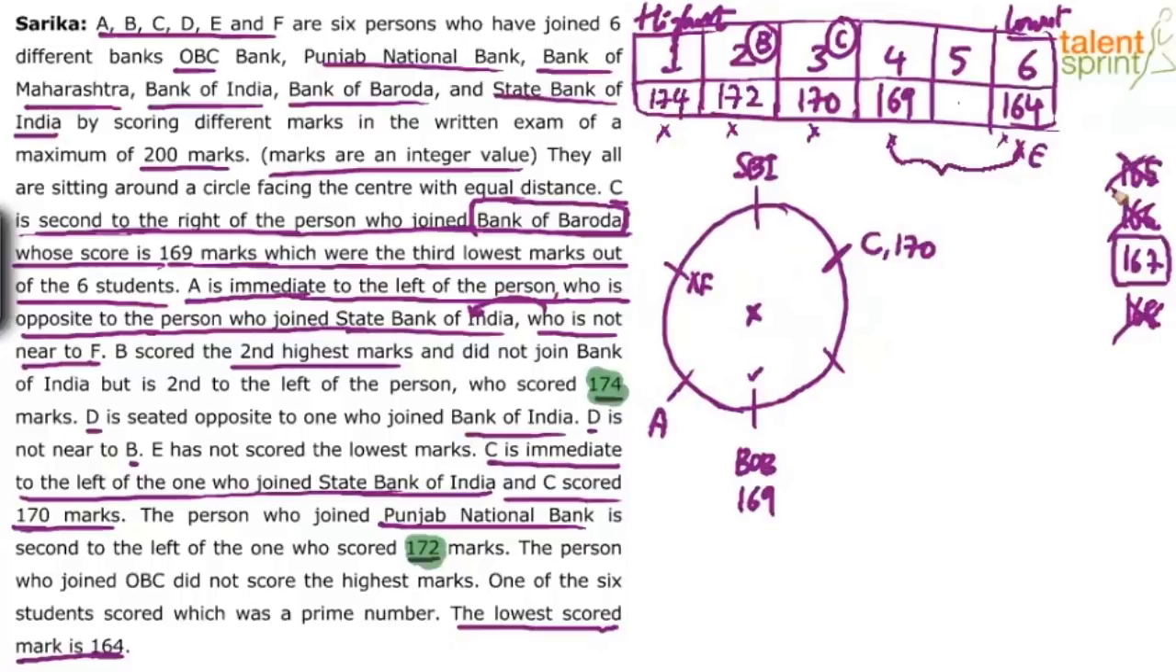See, 165 is a multiple of 5. 166, 168 are multiples of 2. So these cannot be prime. 167. So we now know all the 5 values basically. One part is done. At least the sequence of marks is known to us and all the marks are known.